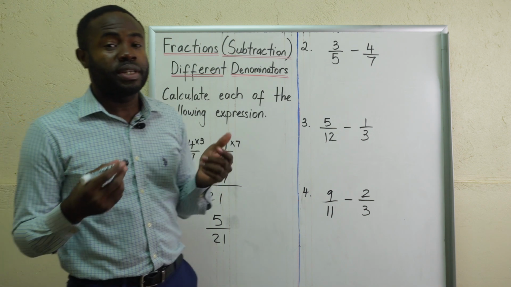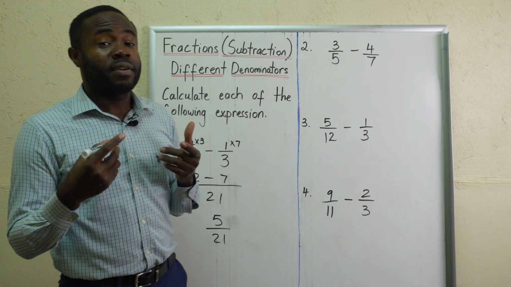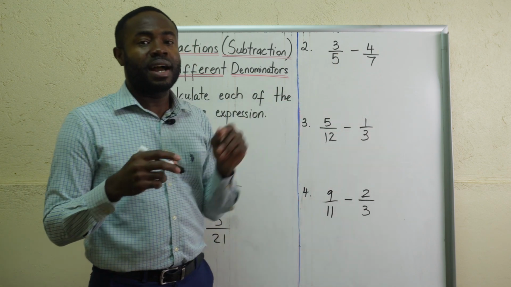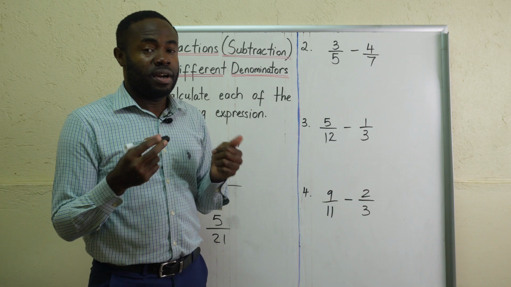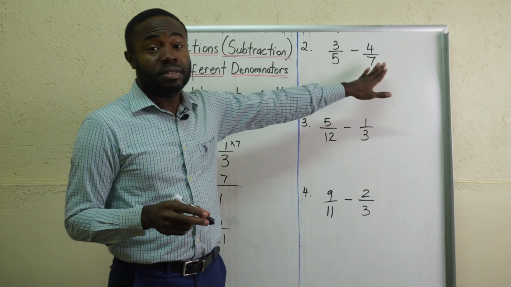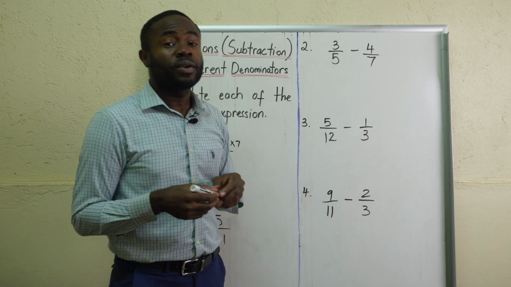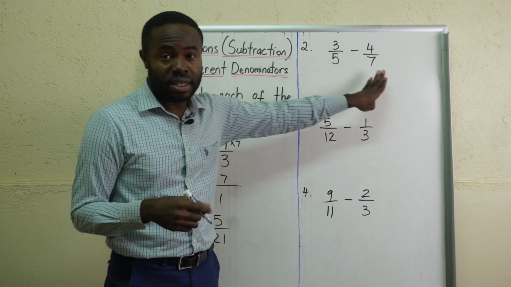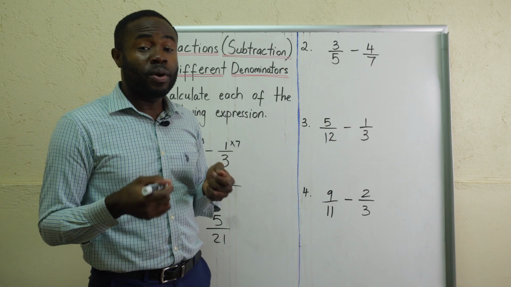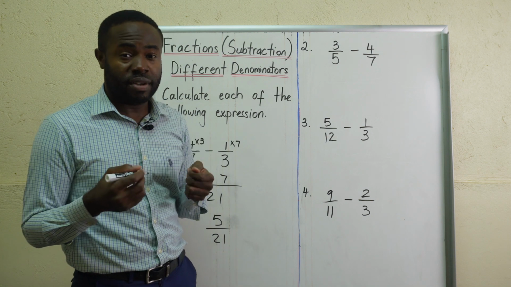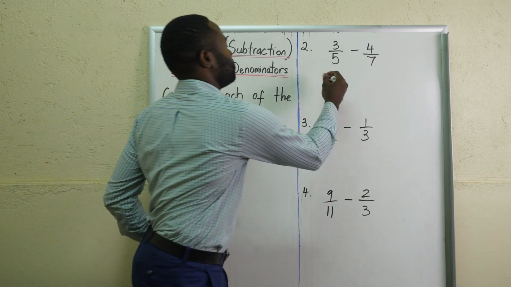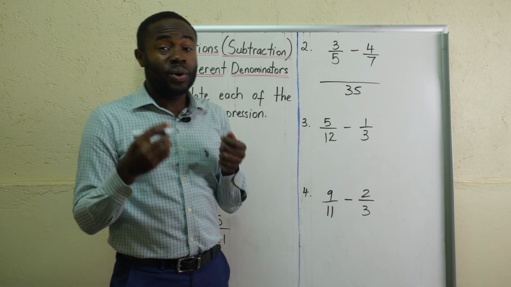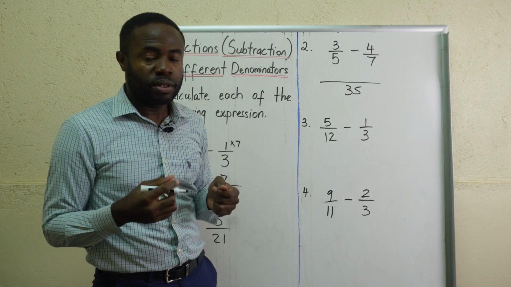For the second question, we're going to take a different approach. I'm advising you to take this approach when the denominators are different and none is a multiple of the other. Alright, so 5 is not a multiple of 7, nor is 7 a multiple of 5. When that's the case, your lowest common multiple will always be the product of the both of them. So you can simply multiply the 2 denominators, which would be 7 times 5, and that will give us 35. In doing so, you will get the lowest common multiple.